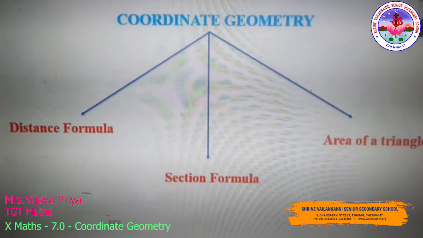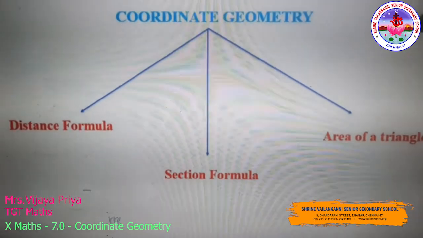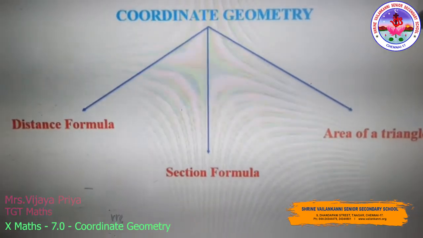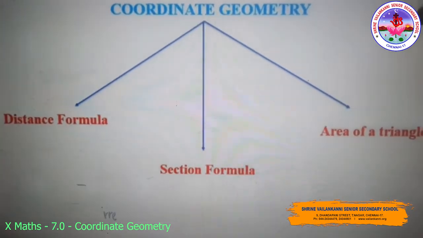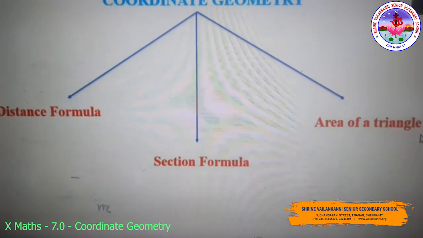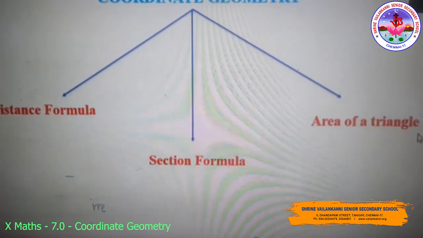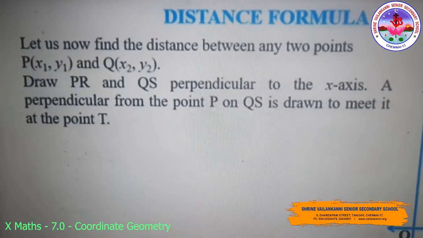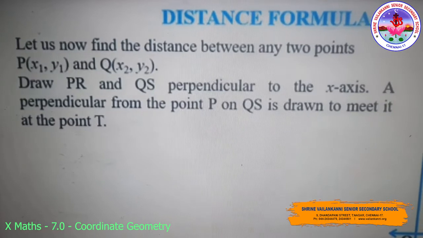Today we are going to see chapter 7, coordinate geometry. Under this we have 3 exercises. The first exercise is problems related to the distance formula. The second exercise is problems related to the section formula, and the third exercise is problems related to the area of a triangle regarding the coordinate points. Now we are going to derive the formula for finding the distance between 2 points.